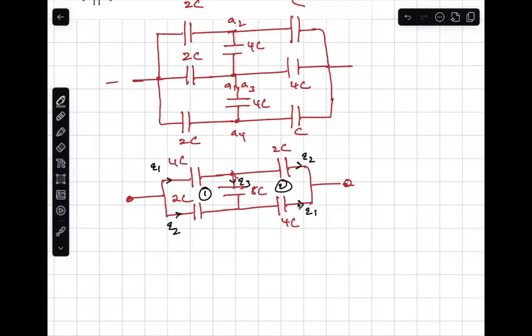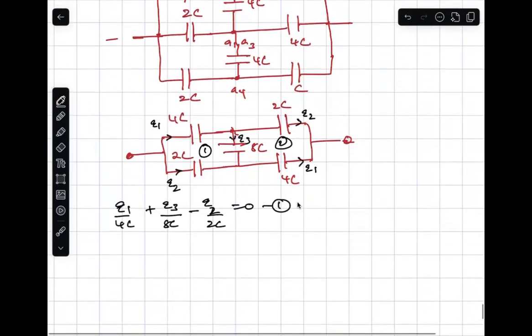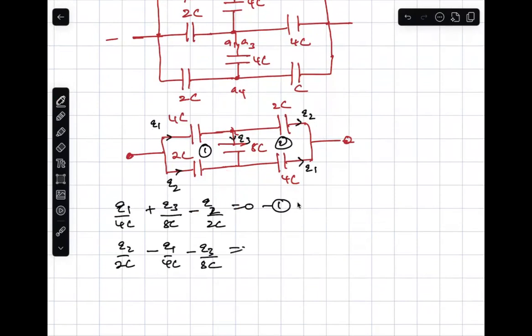For loop 1, if you apply, you will have Q1 by 4C plus, direction downwards, Q3 by 8C minus Q2 by 2C is equal to 0, equation 1. If I am applying for loop 2, Q2 by 2C minus Q1 by 4C, very good, minus Q3 by 8C is equal to 0. Right. Equations are there.